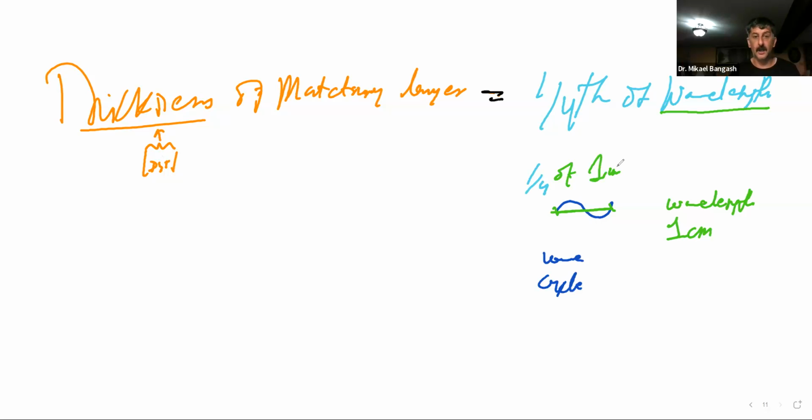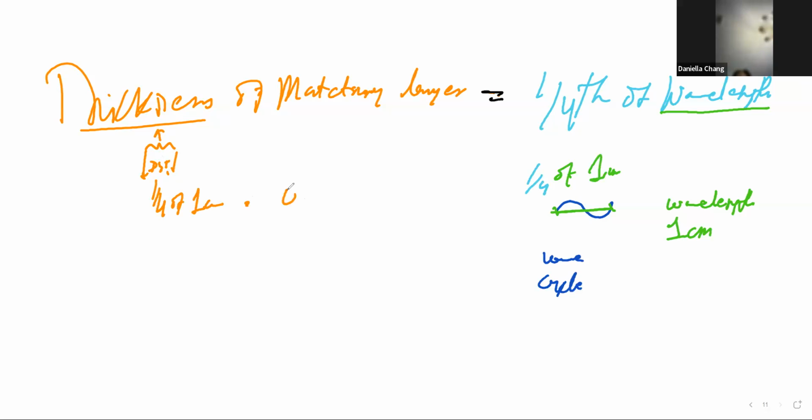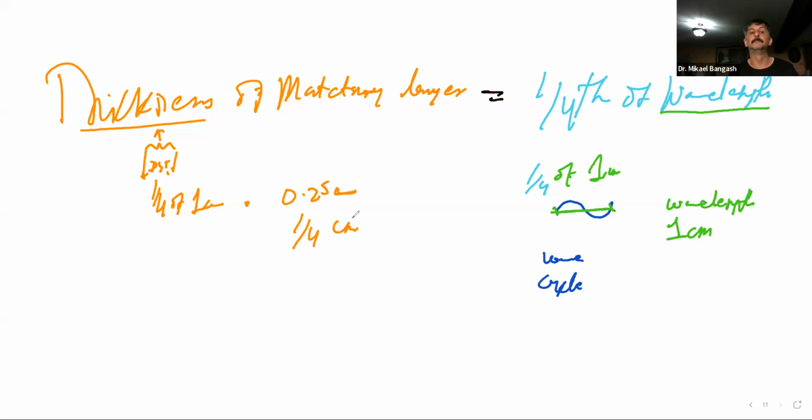that will mainly mean that the thickness of the matching layer, this dimension, is going to be 1/4 of 1 centimeter, which means 0.25 centimeters, or we can say 1/4 of a centimeter. Did that make sense?